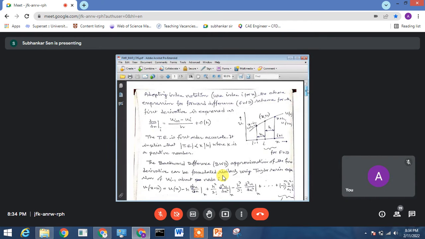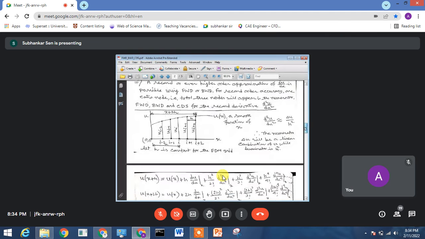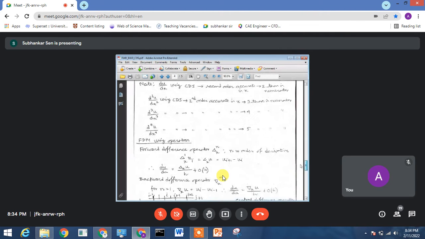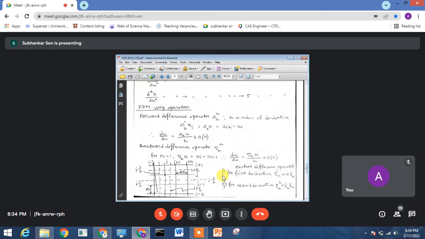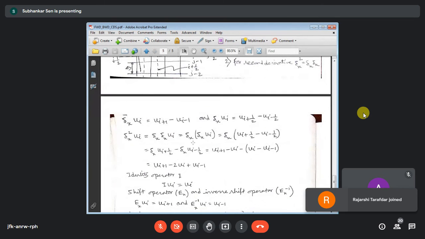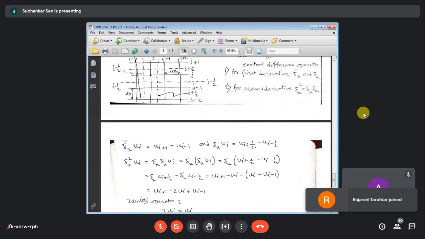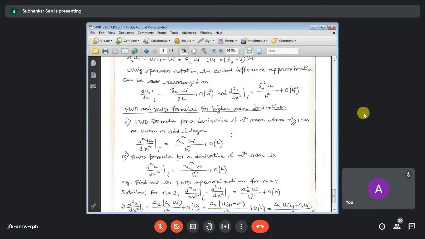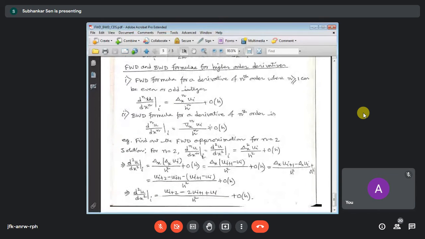So this was the last note that I was sharing. So in this note towards the end, we are introducing the concept of finite difference operators. Okay, so we have forward difference operators, backward difference operators. Okay, here we have the backward difference operator. So we have shown some examples and we have also defined the central difference operators. Okay, central difference operator for the first derivative and central difference operator for the second derivative. And we have shown one illustrative example also. So this was the end of the last class.